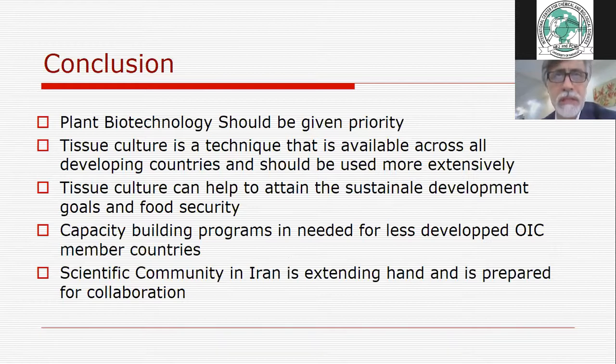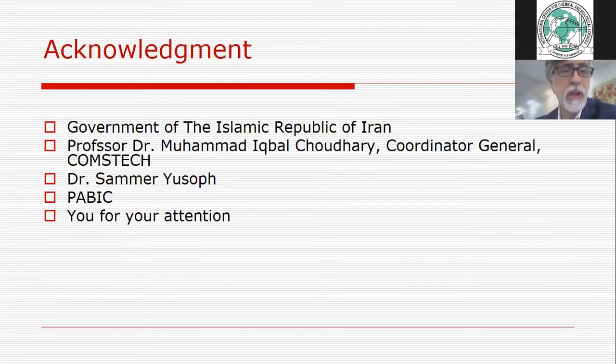We should not stand on the first step only. We should move forward. So tissue culture as a technique is available, but we need to use it more extensively. Tissue culture can help to attain the sustainable development goals and food security. Capacity building programs are needed for less developed OIC member countries. The scientific community in Iran is extending a hand and is prepared for any type of collaboration.